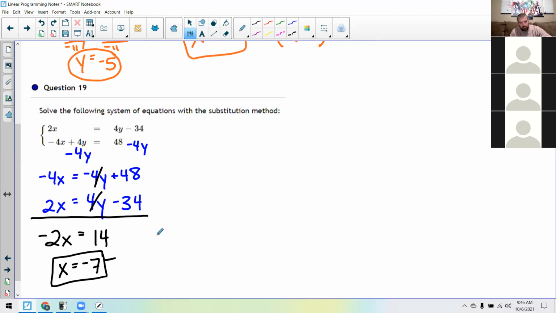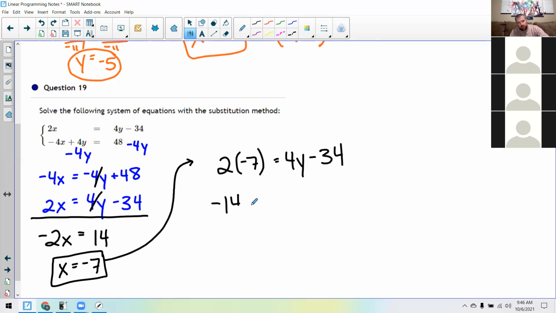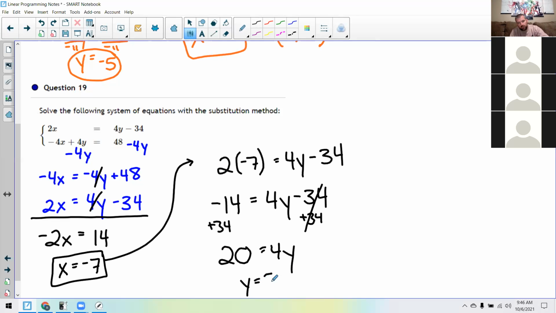Beautiful. Now, to get y, I'm just going to take negative 7 and plug it back into either equation. I'll plug it into the first one. 2x, 2 times negative 7 equals 4y minus 34. This is negative 14 equals 4y minus 34. Add 34 to both sides. That gives me 20 equals 4y, or y equals 5. So we have negative 7, 5.